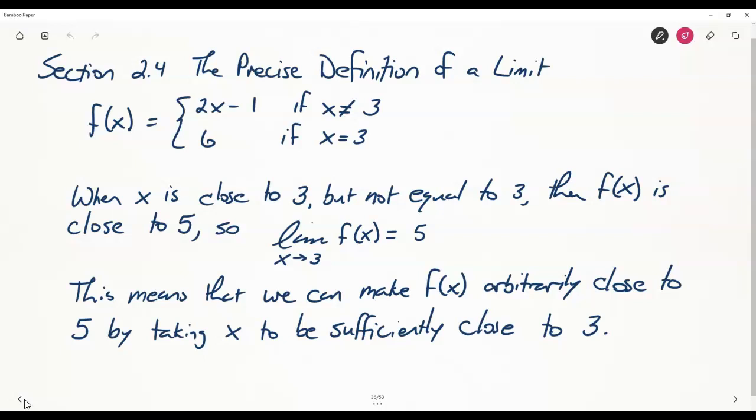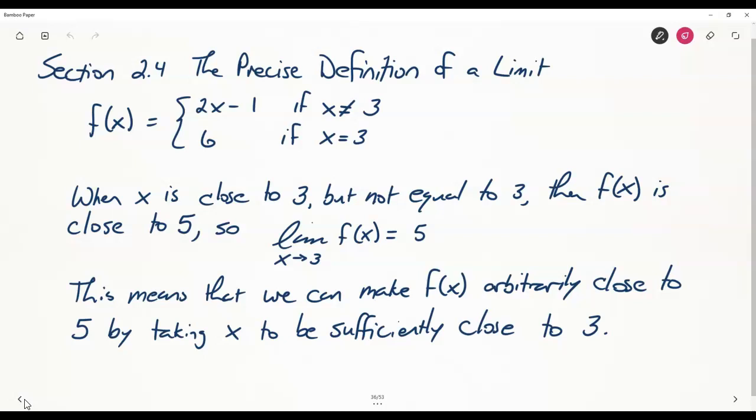Now, the problem is that those phrases, arbitrarily close and sufficiently close, are not very precise. We need to nail down how close is sufficiently close. That's what we're going to talk about here. So if I look at this problem, here's my function. I have, in this case, a piecewise function whose domain is all real numbers.